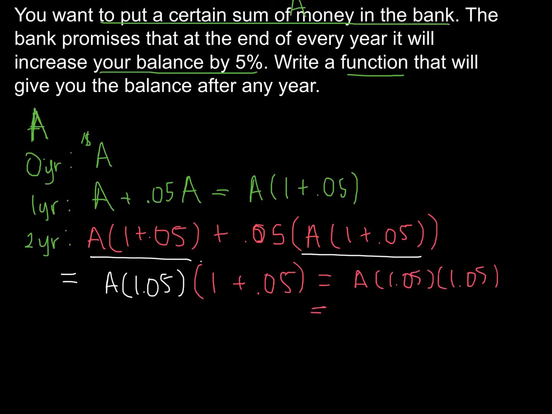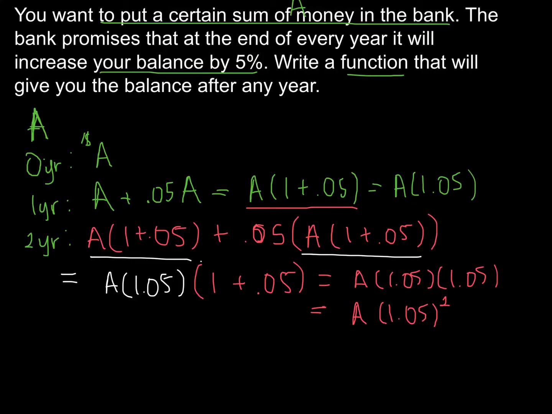Well, what's 1.05 times 1.05? If I multiply something by itself, I'm just squaring it. So I have A times 1.05 squared. Notice after 1 year, I have A times 1.05, right? This is taking 5% and adding it on. And here I now have A times 1.05 squared.